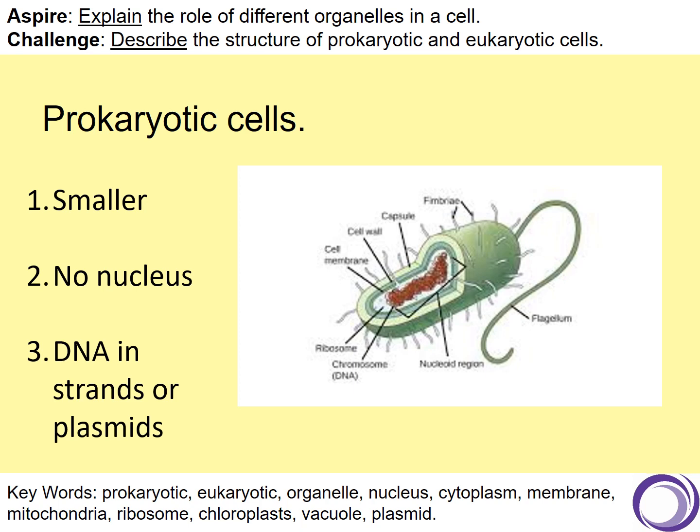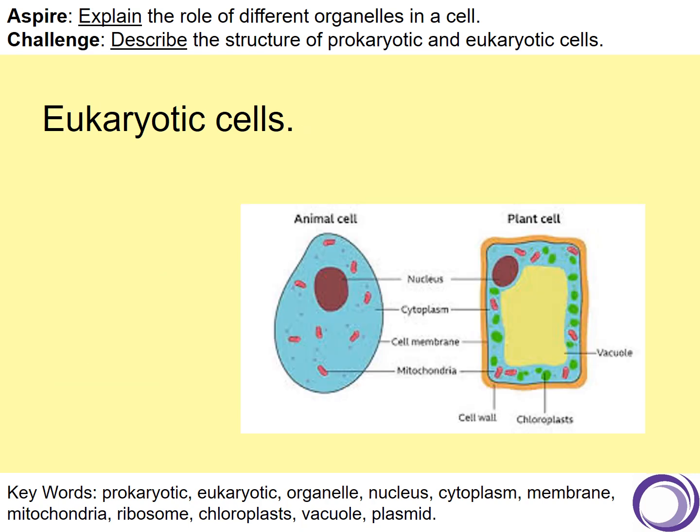So these are prokaryotic cells, generally bacteria cells, much smaller, no nucleus. Their DNA is in little strands or little plasmids, little circular pieces of DNA. So that's your prokaryotic cell. Generally, we believe that these were the first types of life on Earth. This is where all life evolved from, and then it would have evolved into a different type of cell, which would have been eukaryotic cells.